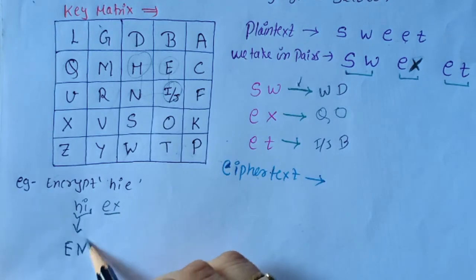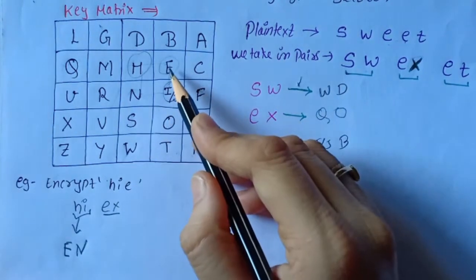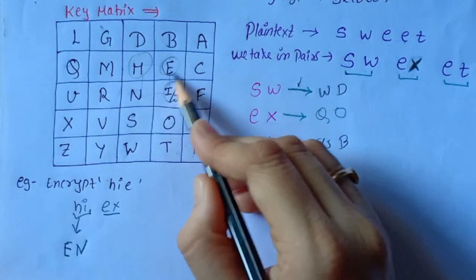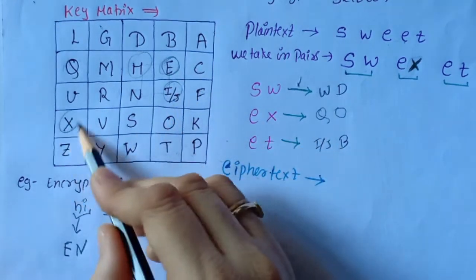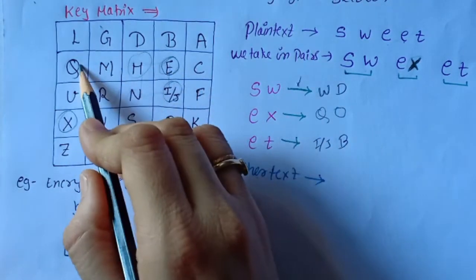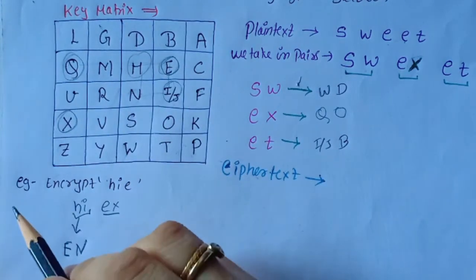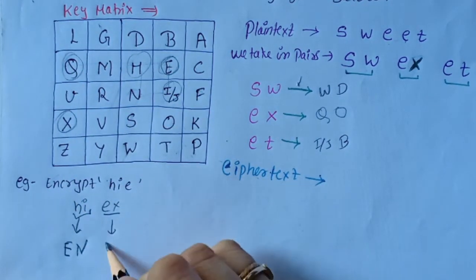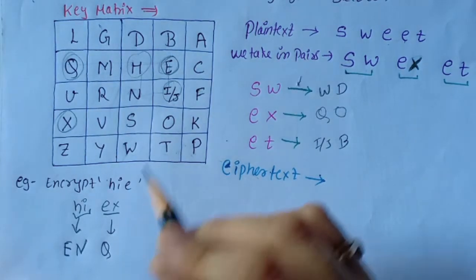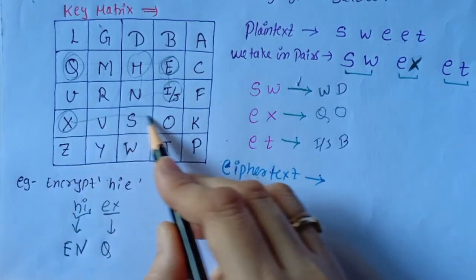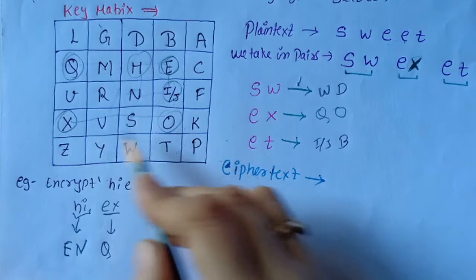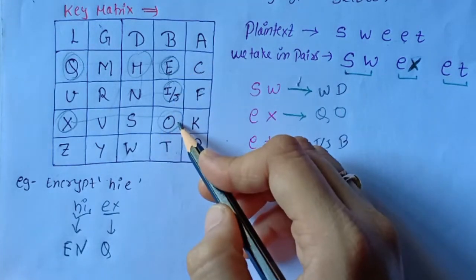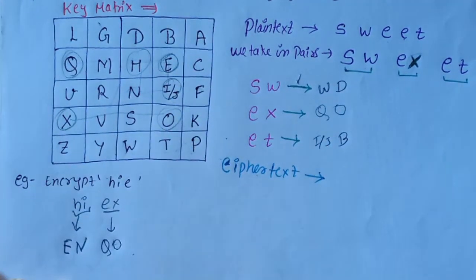So N. For EX, we will find E and X. Here Q lies in the same row as E and in the same column as X. So Q. And for X, O lies in the same row and the same column as E. O.